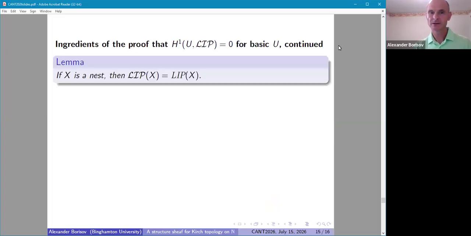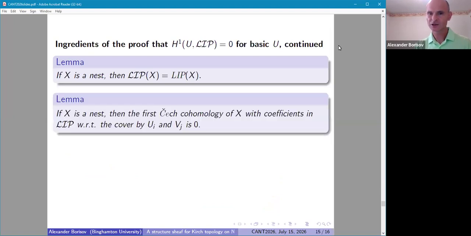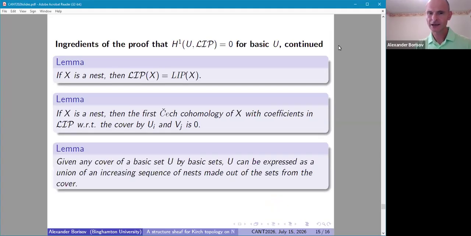Now, what do I know about this? For a nest, every local lip function is lip. Also, the first Chekhov homology with coefficients in this, covered by U sub i and V sub j, is 0. And if you have a basic set and some cover of it by other basic sets, we can express our basic set as a union of an increasing sequence of nests made out of the sets from that cover. Basically, adding unused sets one by one, and then adding some more things that we like.